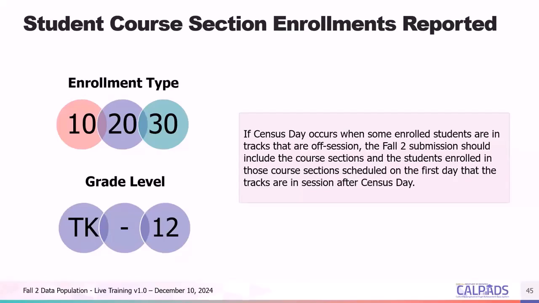Student course sections for students with primary, secondary, or short-term enrollments who are active on Census Day in grades TK through 12 should be reported. The student course enrollment data should reflect students enrolled in those courses on Census Day, which this academic year was October 2nd. And again, if Census Day occurred when some enrolled students were in tracks that were off session, the Fall 2 submission should include the course sections and the students enrolled in those course sections scheduled on the first day that the tracks are in session after Census Day.